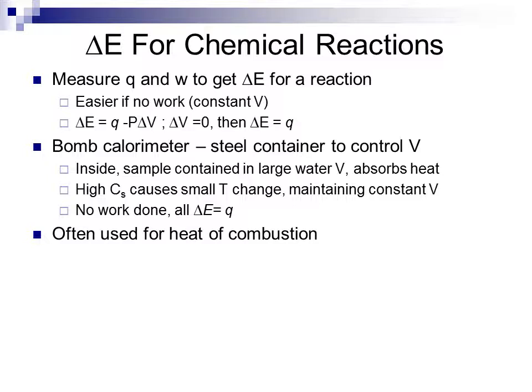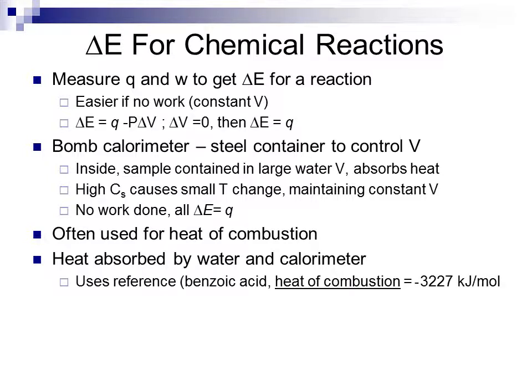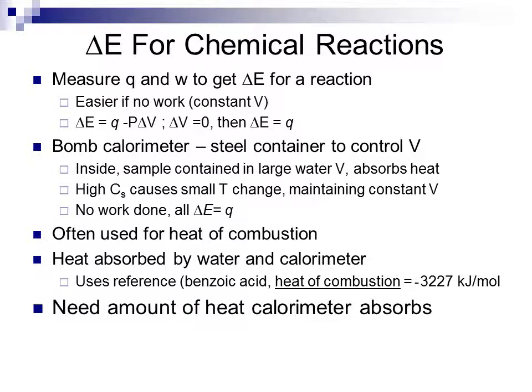This is often used to calculate a heat of combustion, where I burn a substance. The heat is absorbed both by the water and the calorimeter. So we have to first determine what the amount of heat that is absorbed by the calorimeter is. We use a reference point, usually something like benzoic acid, which has a known heat of combustion of negative 3,227 kilojoules per mole. And this helps us to determine the amount of heat the calorimeter absorbs.